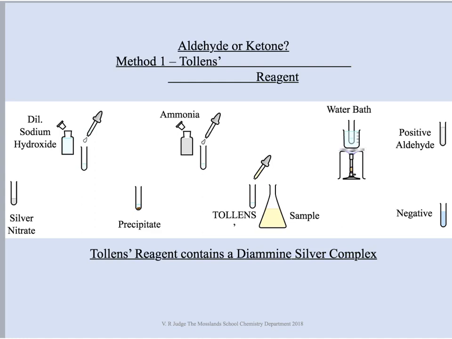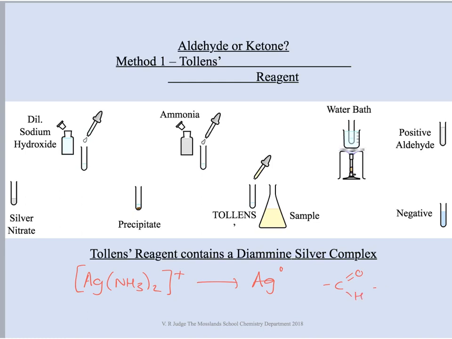So Tollens' reagent, the active part of it, is a diamine silver complex. So it's silver with 2 lots of ammonia ligands with a positive charge. And the idea behind the Tollens' reagent is that the silver in the diamine silver complex has a positive charge to begin with, but these ions become reduced to elemental silver during the process if Tollens' is able to oxidise your sample. So as we know, aldehydes can be oxidised.